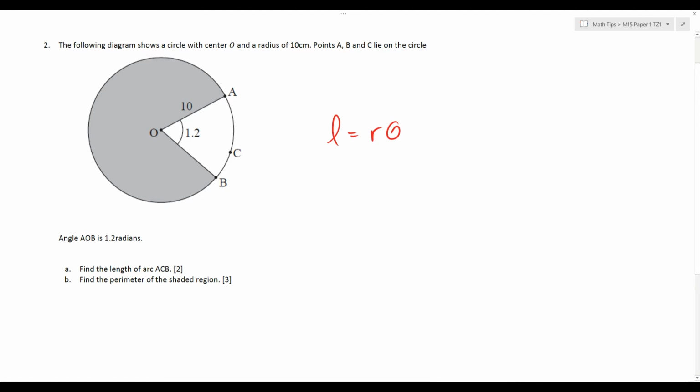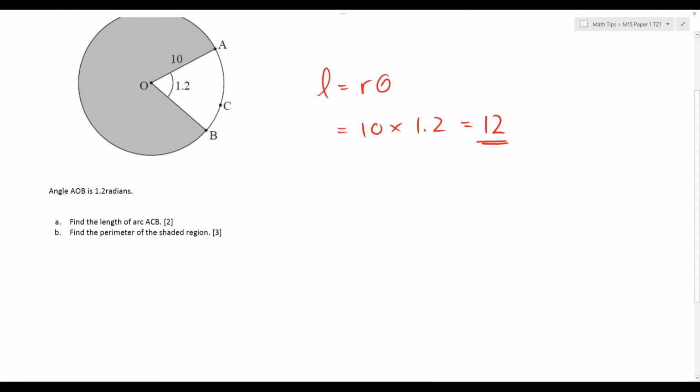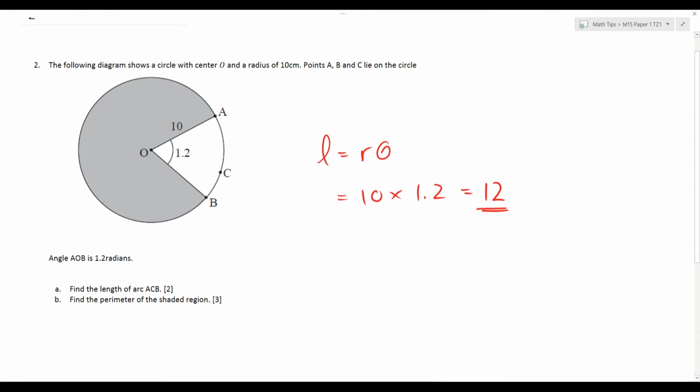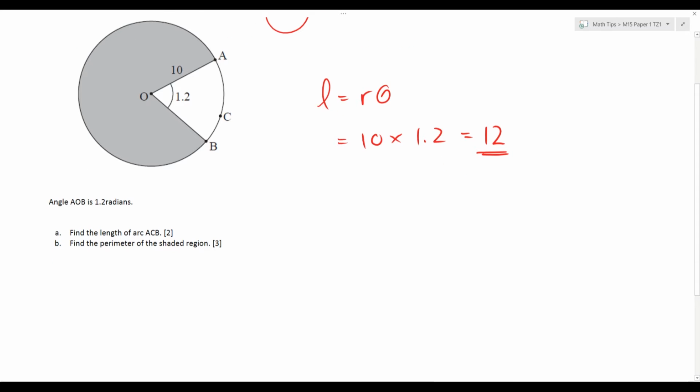Alright, so what's r? R is 10, theta is 1.2. So simply 10 times 1.2, what we're going to get is 12. That wasn't hard at all, was it? Easy. 12 what? Make sure you put the unit in, because the radius is in centimeter, so obviously this one is in centimeter.